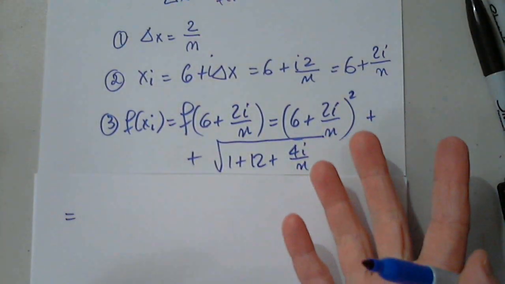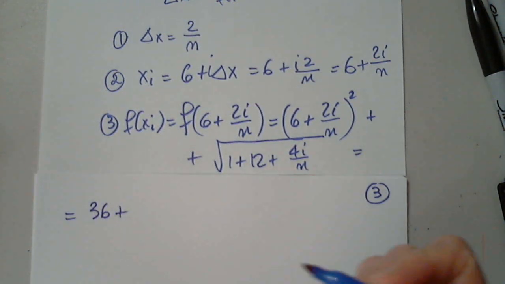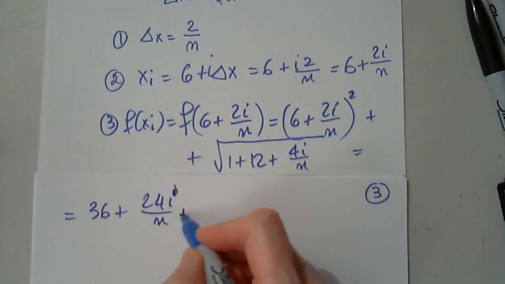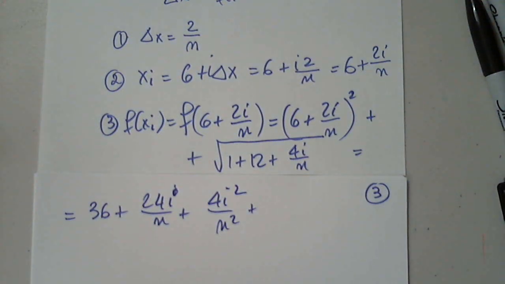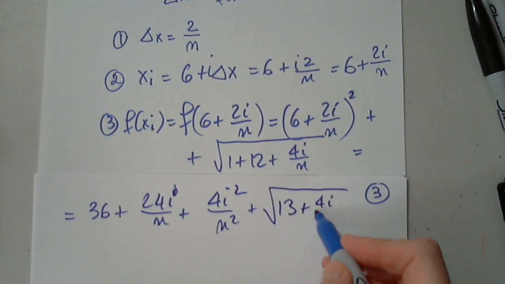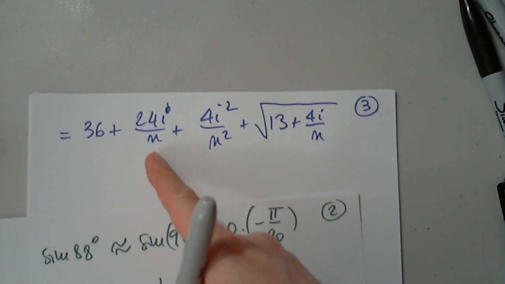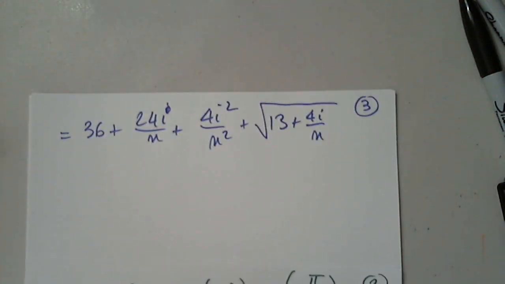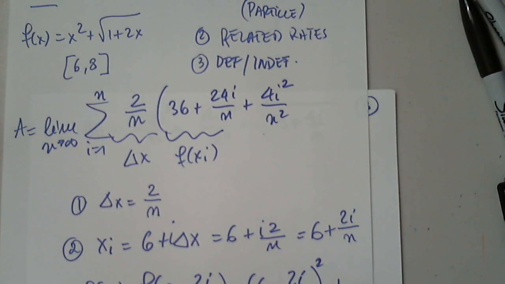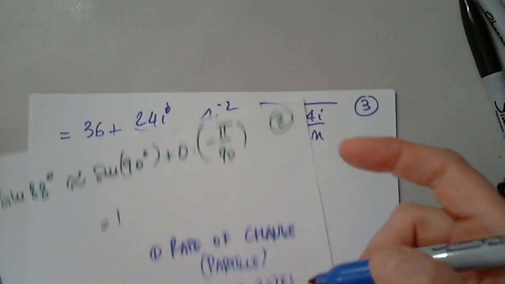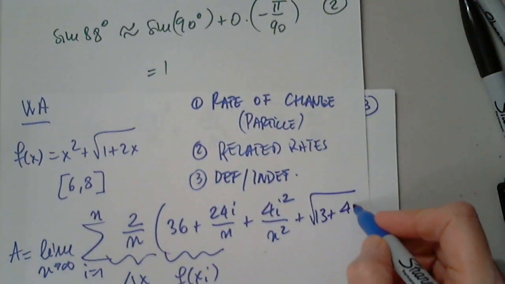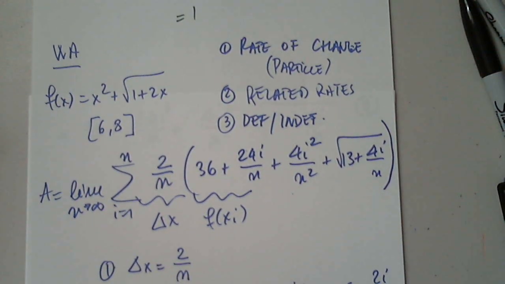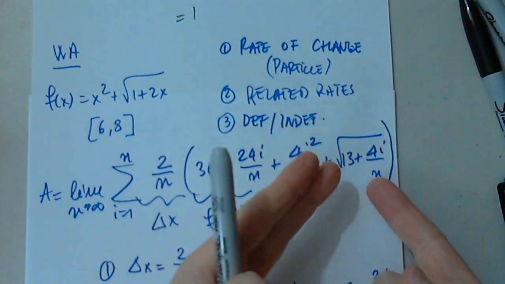I don't know if they want us to simplify, but I'll simplify it. So 36 plus 24i over n plus 4i squared over n squared plus, and under the square root we have 13 plus 4i over n. This is what I have to put in there. So I'll put parentheses, of course, 36 plus 24i over n plus 4i squared over n squared. That's from here: first term squared plus 2 times the first times the second plus the second term squared. And this is times, plus the square root of 13 plus 4i over n. And that's it. We are not capable of evaluating this. We are capable of evaluating all this, but not with a radical.